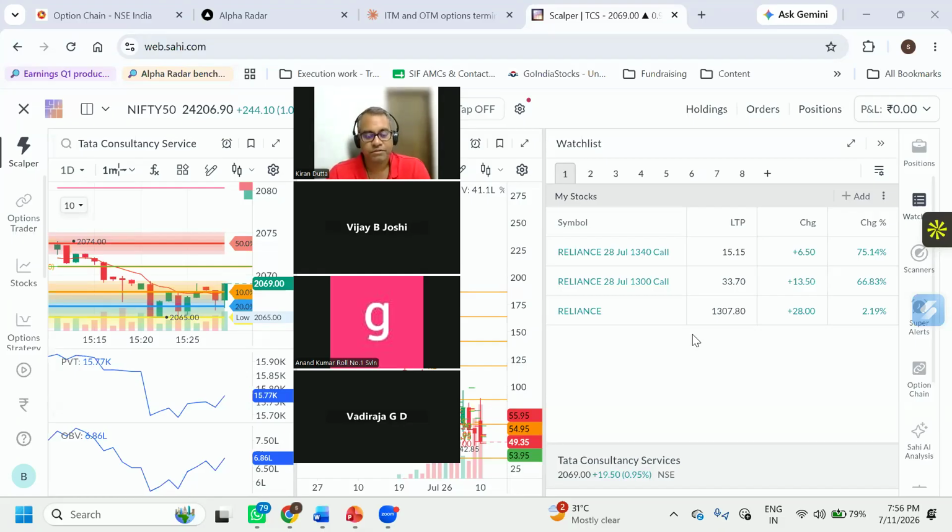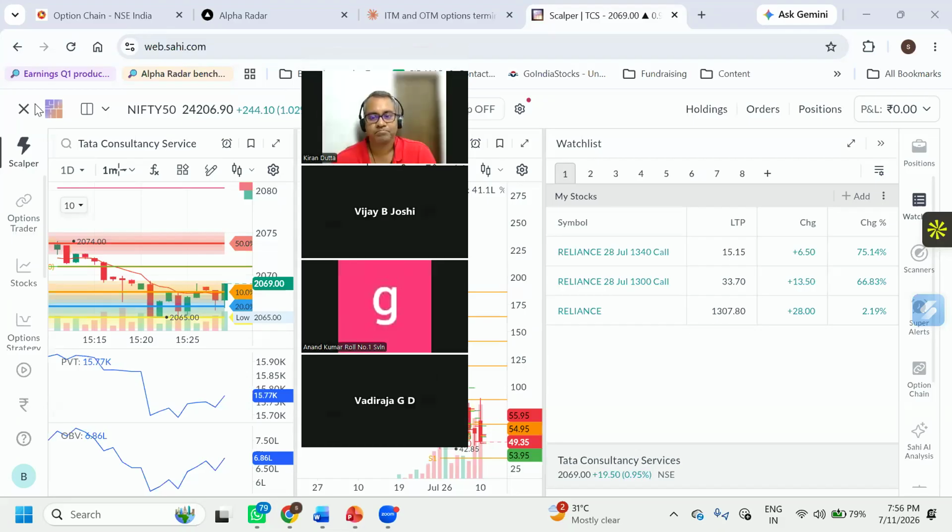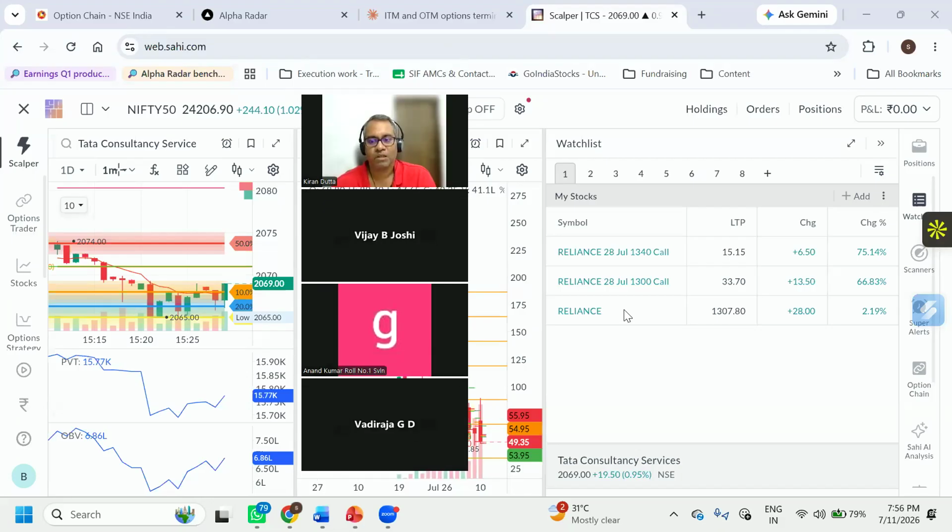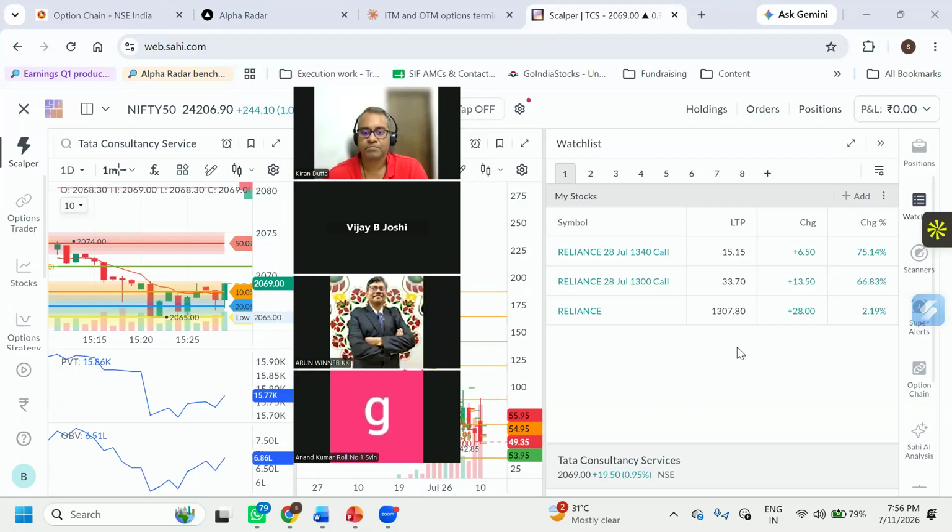Questions. What I understand is Reliance 1300 call is I agree to buy at 1300, right? You agree to buy at 1300. See, the strike price is going to be changing. The call premium is also going to be changing. One at a time, please. Sir, one at a time.